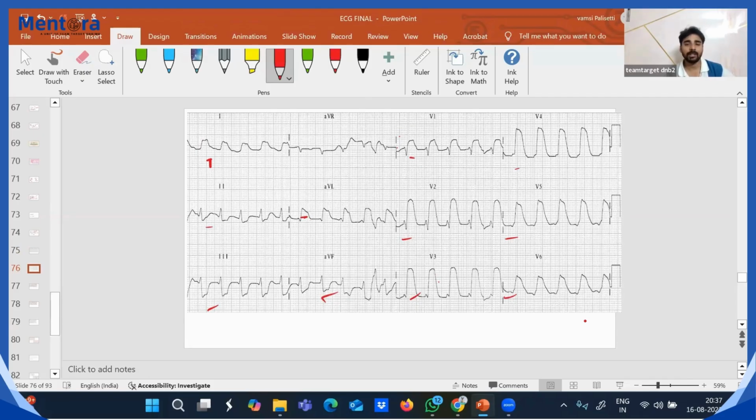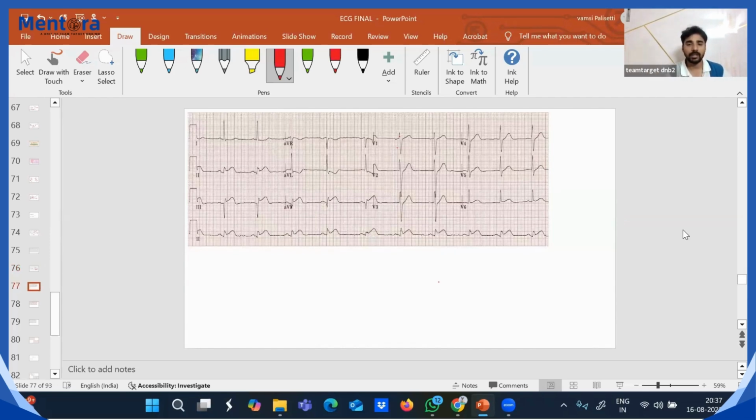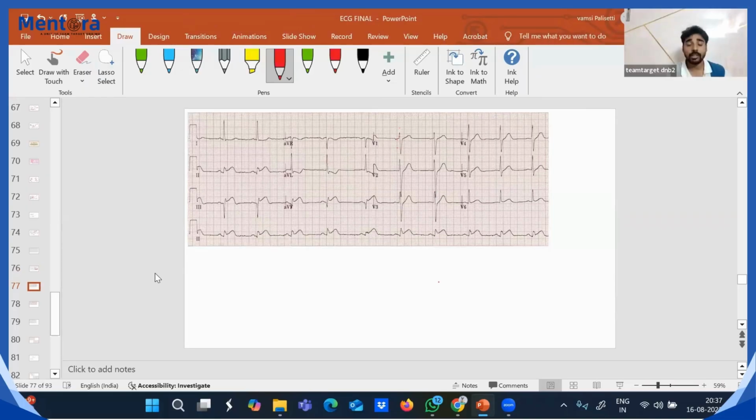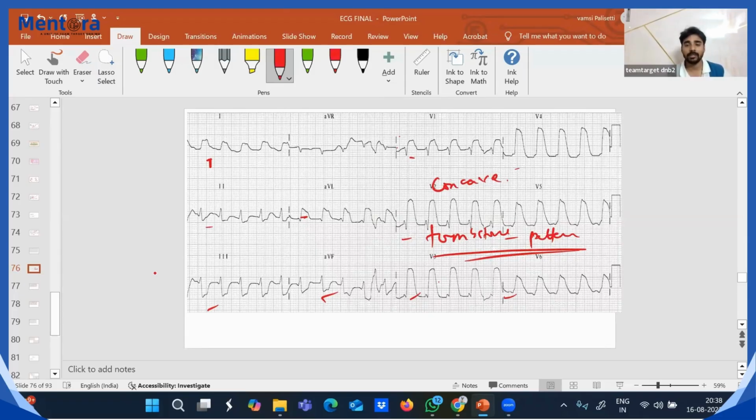This is the characteristic concave ST elevation. It's also called the tombstone pattern, which you see in ST elevated MI. Then come here, identify this MI. Sir, concave means concavity upwards, no? Sorry, sir, convex. Convex ST elevation. Okay, tombstone pattern.